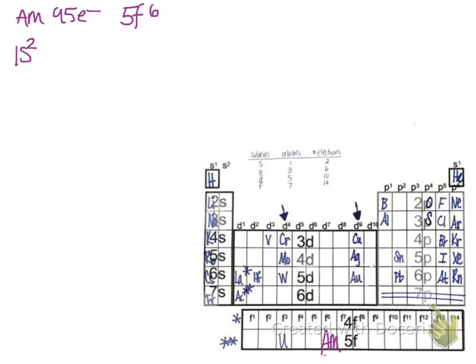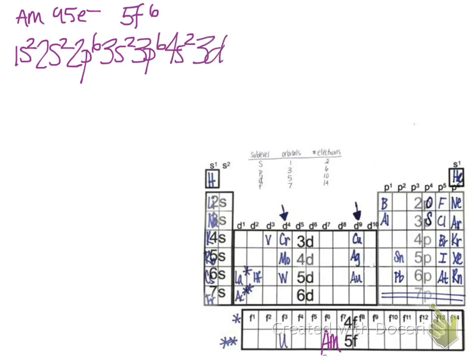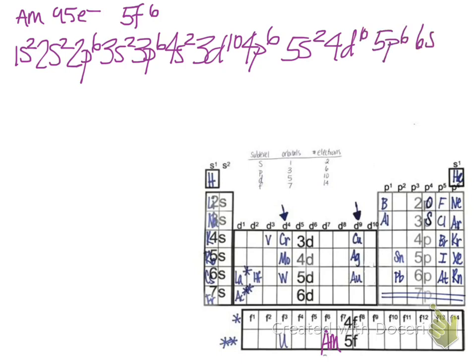1s2, 2s2, 2p6, okay, now someone else. All right, 3d10, what comes after 3d10? 4p6. 6s2. No.